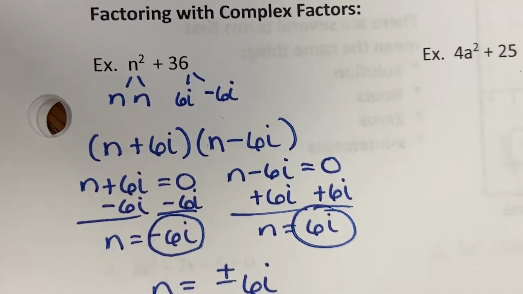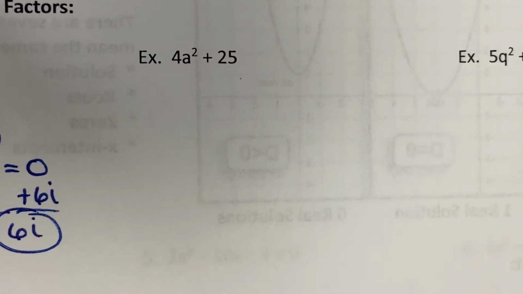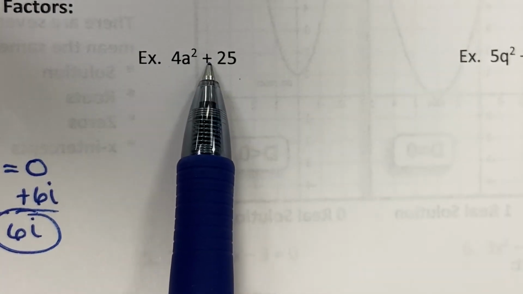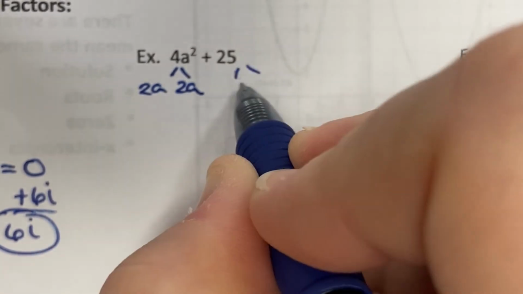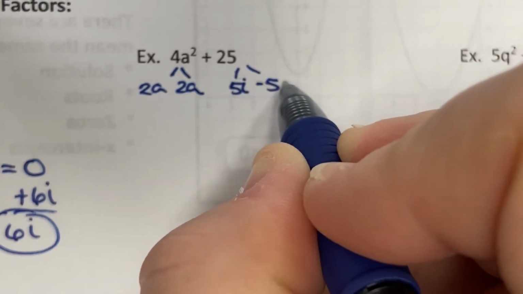So another example, 4a squared plus 25, think about how things are going to break down. Everything about this is perfect square, right? 4a squared, 25, it's all perfect squares. But it's missing that subtraction here, right? So the only thing we're going to have to do is tack on that i, because then the i squared would ultimately change that sign. So this would break down as your 2a times your 2a, and this would break down as not just 5 and 5, but 5i and negative 5i.